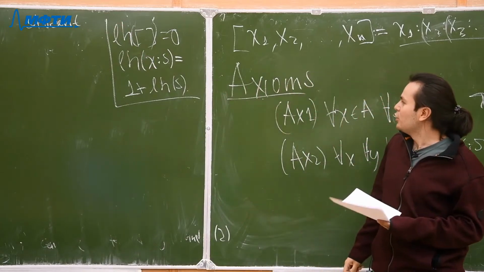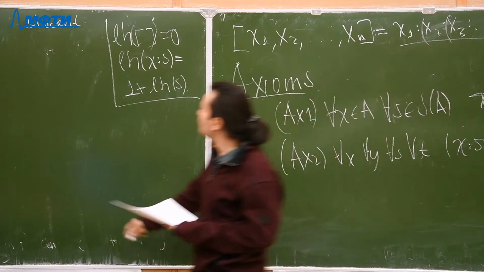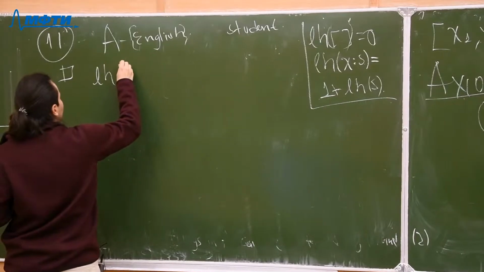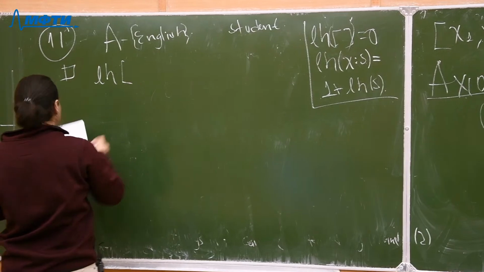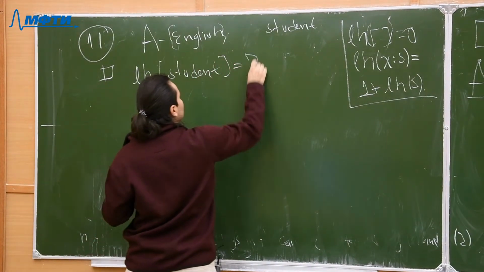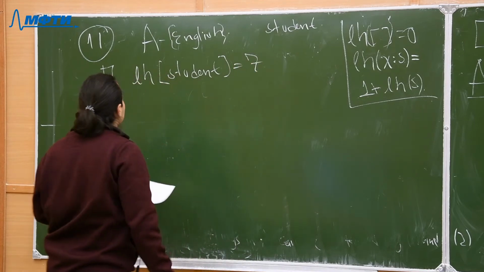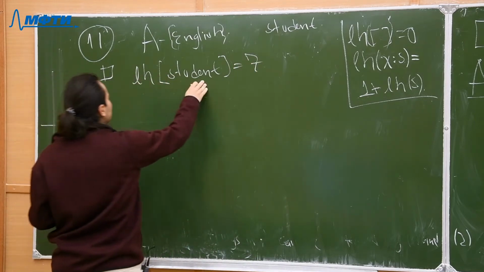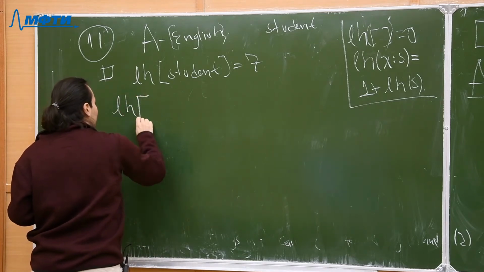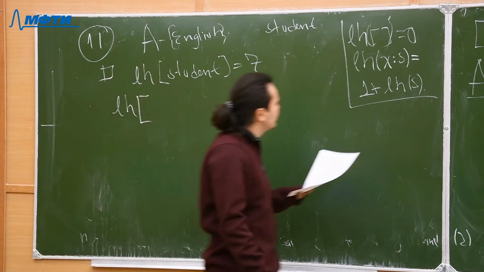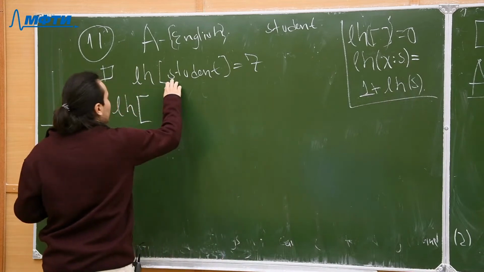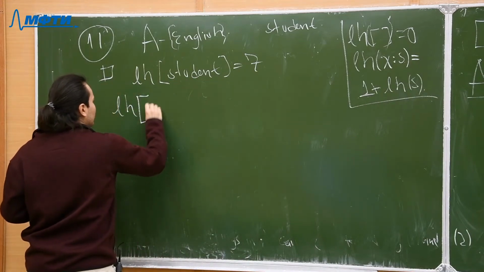Now, knowing this, we can find this. So we have to prove that the length of "student" is 7. So let's find the length of a student. So the length of student will be equal to, so length of student again.